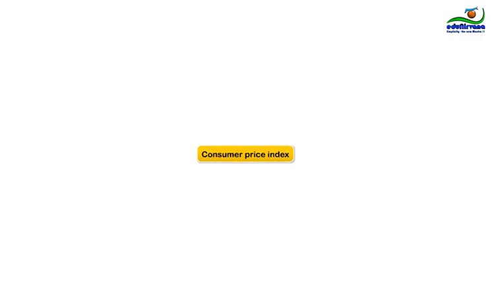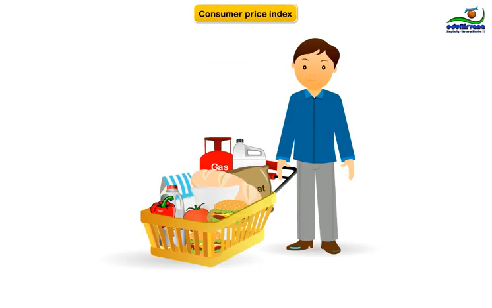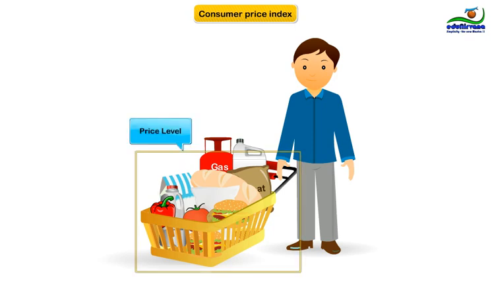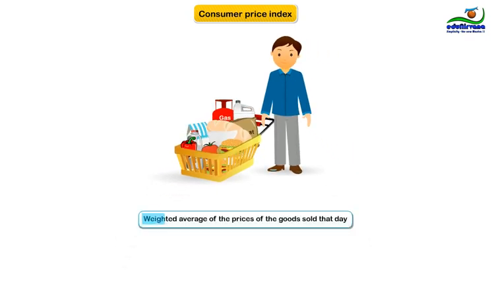In our island, we have created a basket that contains all the goods bought by a typical consumer on a particular day of the month. The price of this basket is then a price level. It will be a weighted average of the prices of the goods sold that day, and the weights will be more for the good which is sold more.